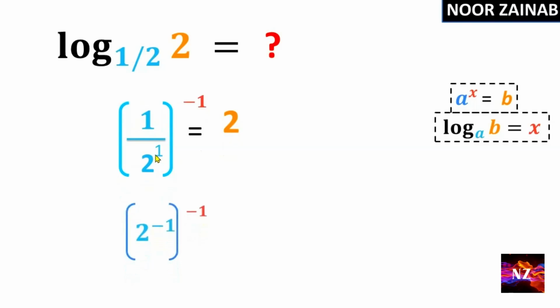How? If we bring 2 raised to power 1 to the numerator, here its sign is positive and when it comes to the numerator, its sign will change and become negative. So we have 2 raised to power minus 1. Here when the powers are multiplied, negative into negative becomes positive 1, and hence we get 2. So we can say that the base should be raised to power minus 1 in order to get the answer 2.